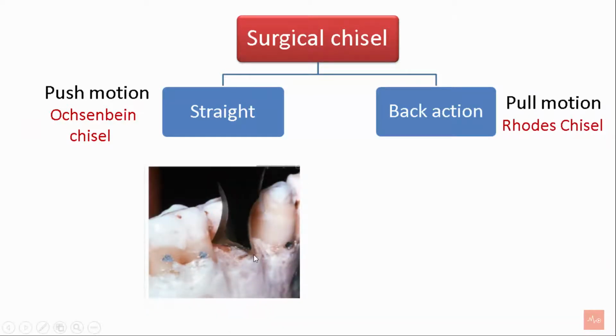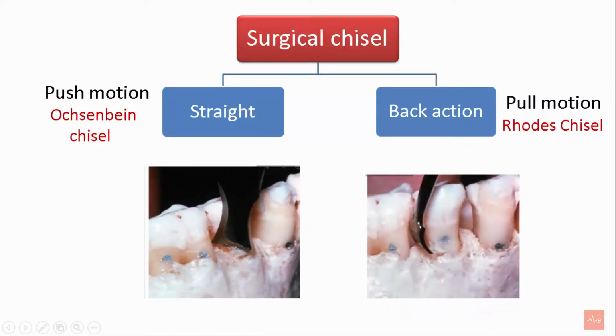In this image you can see that the Ocean Bend chisel is adapted over the marginal bone to recontour it. In this image you can see the Rhodes chisel is adapted over the marginal bone to recontour it. This helps in proper blending of the marginal bone and flap adaptation.